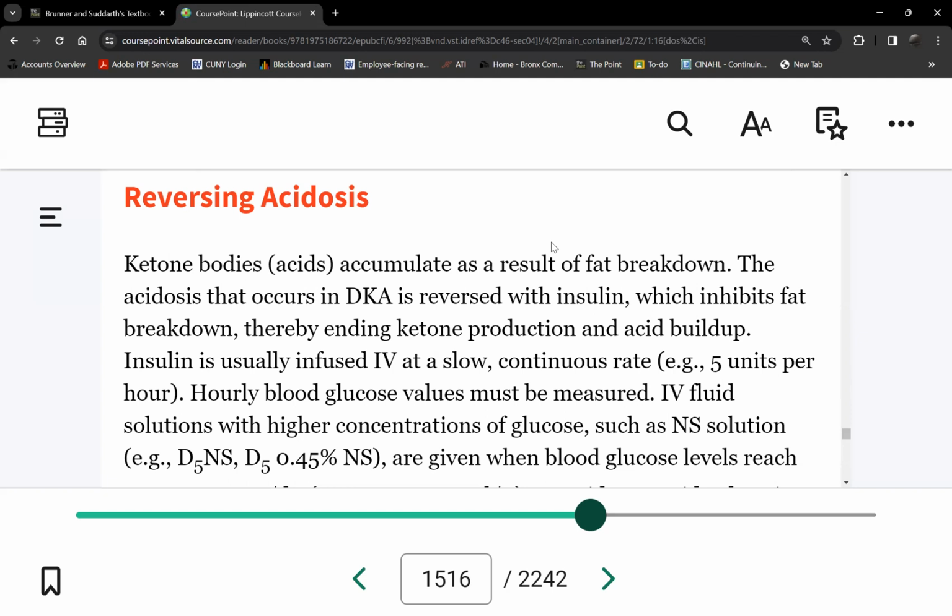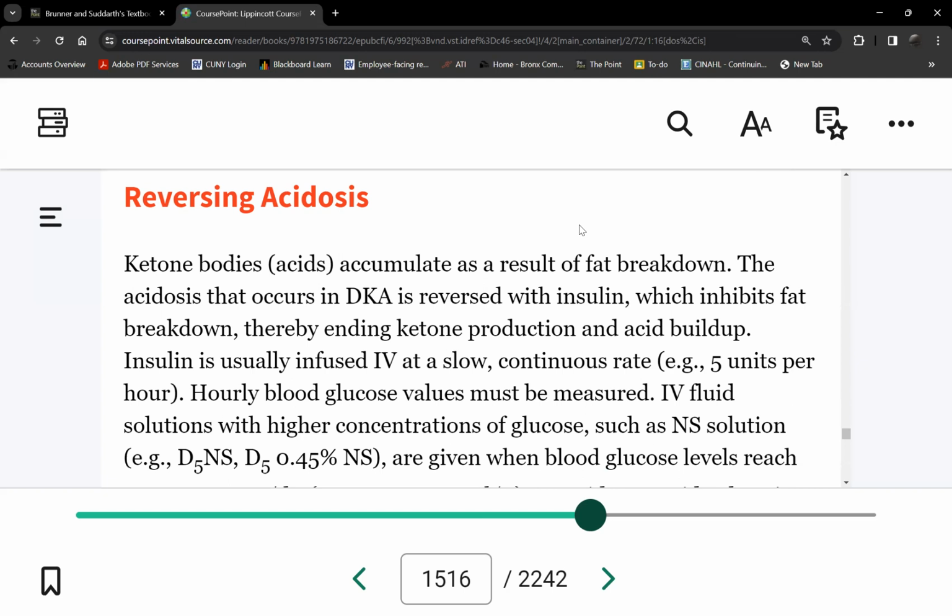Next will be right here. Next part is, so we gave the bolus, right? Now we're going to give it slowly, continuous rate. 5 units per hour, depending on the order. So I'll give you a math question. Let's say my order is similar, 0.1 units per kilogram per hour. And then the bag is labeled 250 units of insulin in 250 mLs of NS. So how many mLs per hour will you run the insulin?